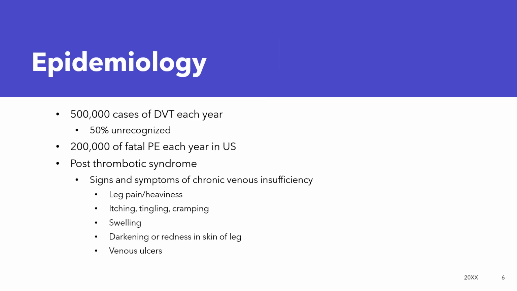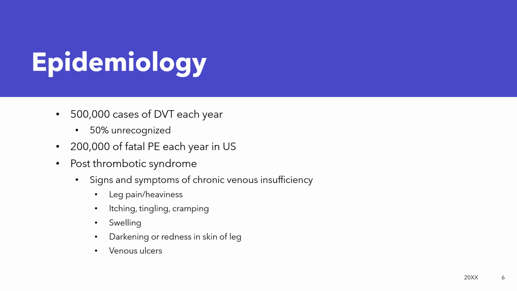Okay, epidemiology. As you know, if you're working in ultrasound, the number of DVT studies that are ordered is extremely high. And part of this comes down to the epidemiology of this particular process. There are about 500,000 cases of DVT each year, and they estimate that about 50% of those go unrecognized. So obviously, if they're unrecognized, they're untreated, and the patient is at higher risk for pulmonary embolism and death. Out of those 500,000, at least 200,000 fatal PEs occur each year in the United States.